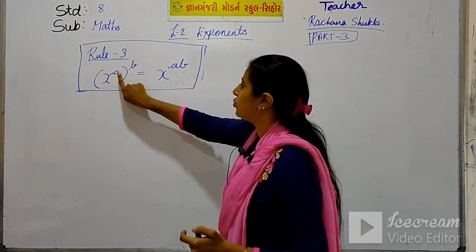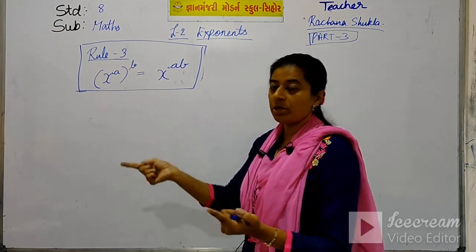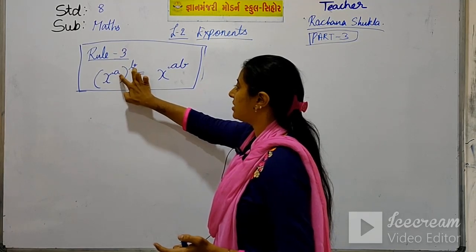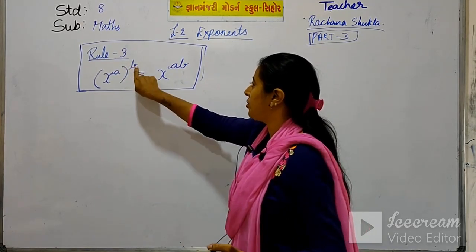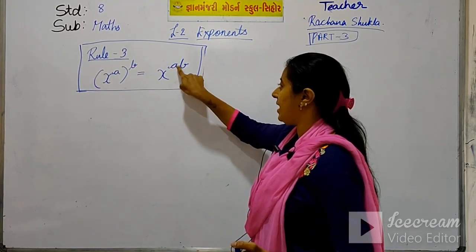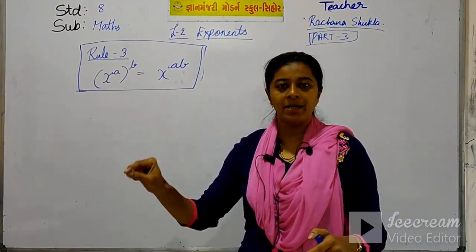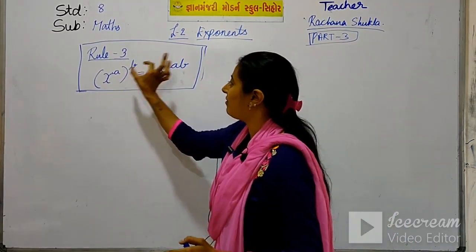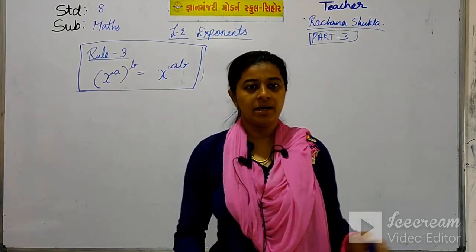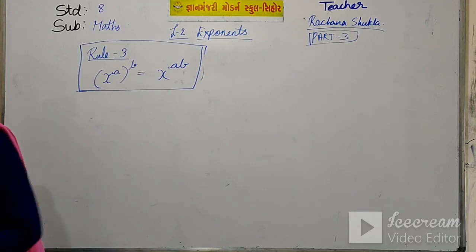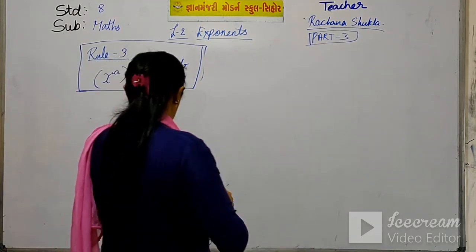If x to the power a whole to the power b is equal to, you will multiply both these powers: a into b. AB means a into b, AB means a multiplied by b. So your powers will be multiplied. See, let's see the sums. Example 13.